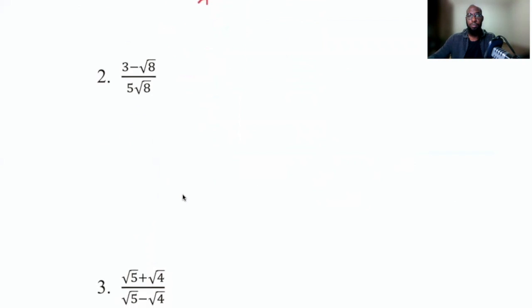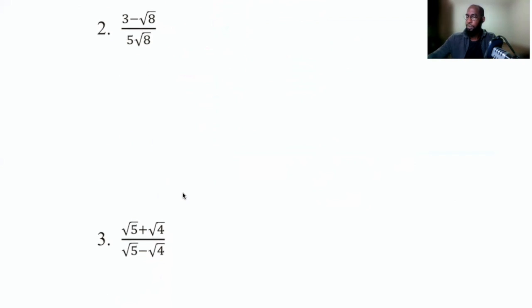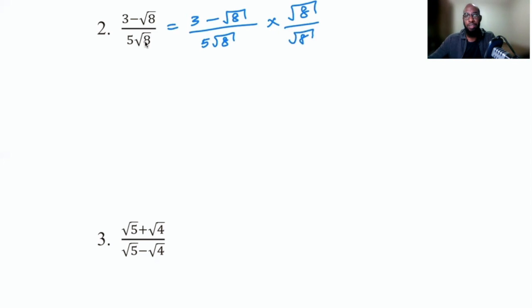Next one. 3 minus root 8 divided by 5 root 8, that is equal to 3 minus root 8 divided by 5 root 8 multiplied by root 8 over root 8. So whatever is the square root number, we multiply it and divide it by that number. Continuing, we have to multiply root 8 by everything in this bracket. So we say root 8, open bracket, 3 minus root 8, divided by 5 by 1, because it has a 1 on the outside here, understood, all right?